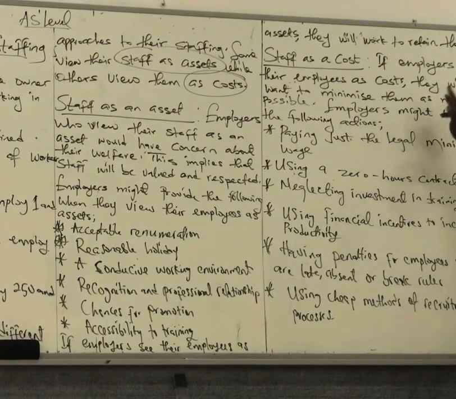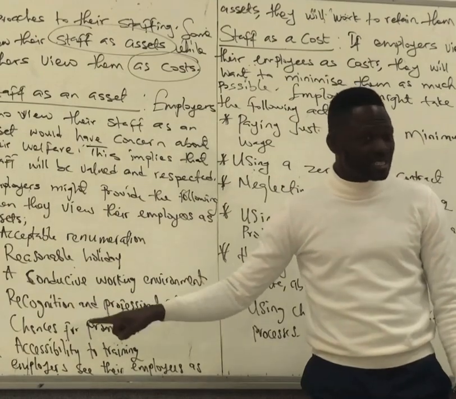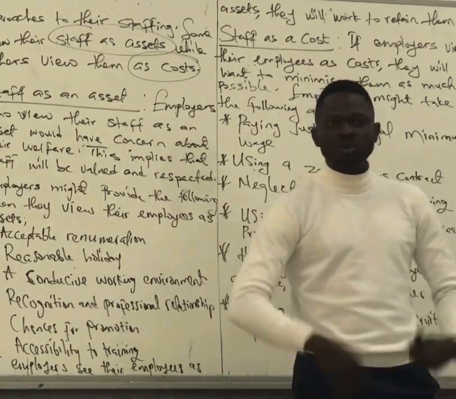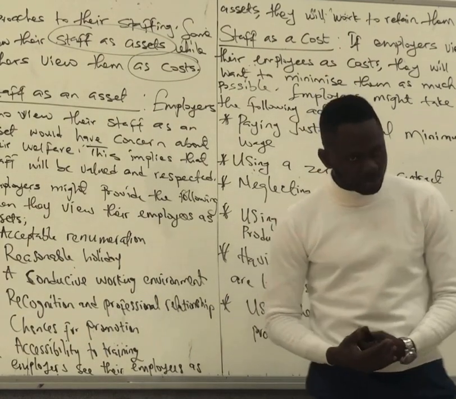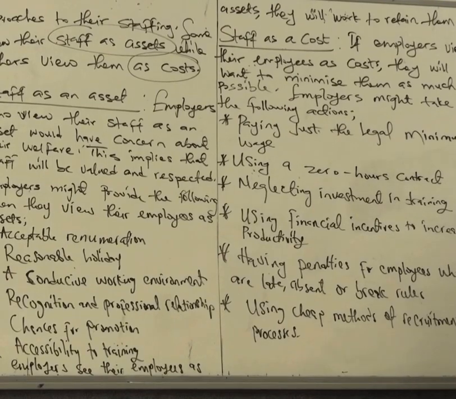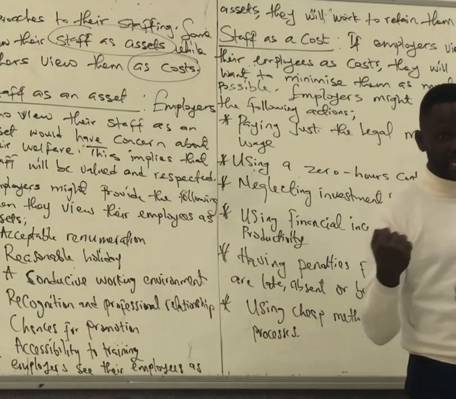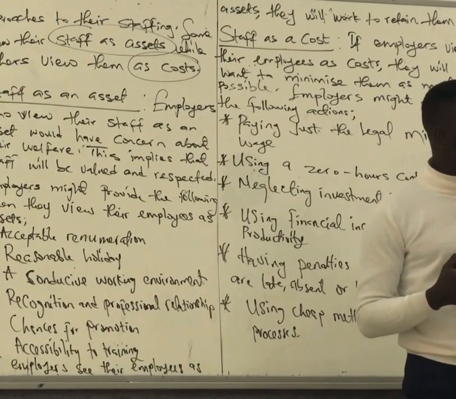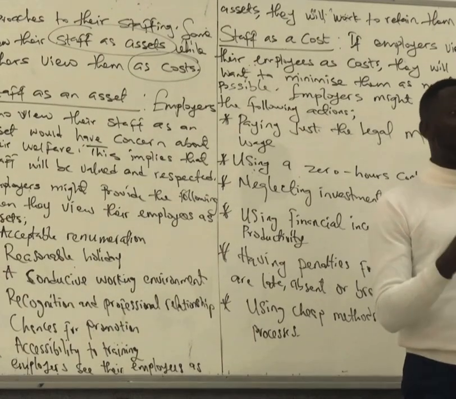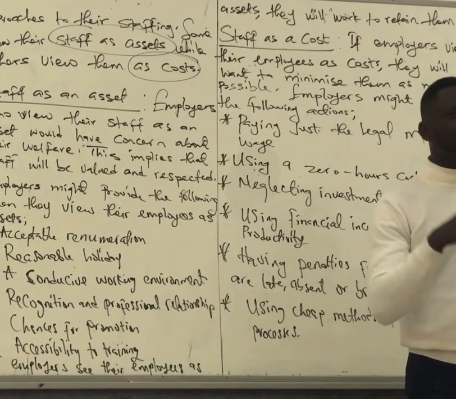Staff as a cost. If your workers are seen as an asset, you will do everything you can to make sure they stay in your workplace. You don't want to lose them. Yes or no? Some firms see their workers as a cost. And what is a cost? A cost is something that is taking away your profit, right? So what can you do about cost? You minimize it, yes or no? If you are seeing your staff as a cost, you have to minimize them as much as possible. So how do you minimize them?